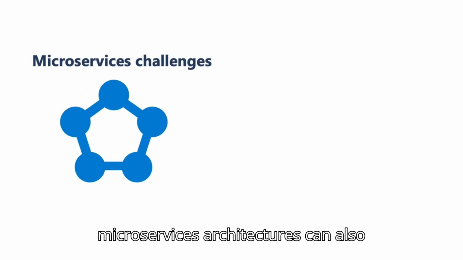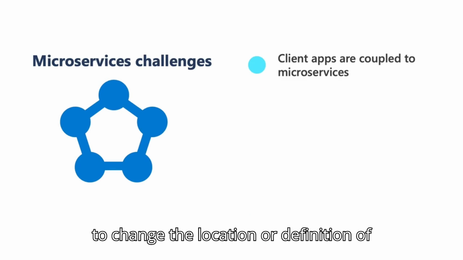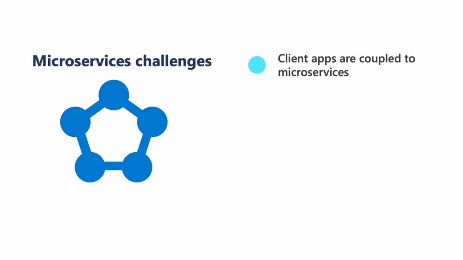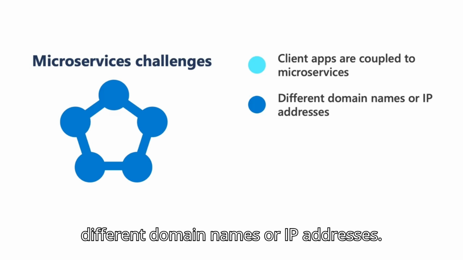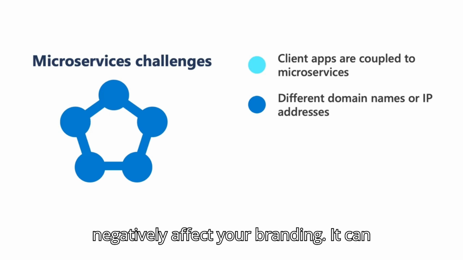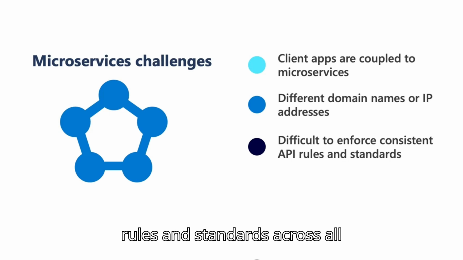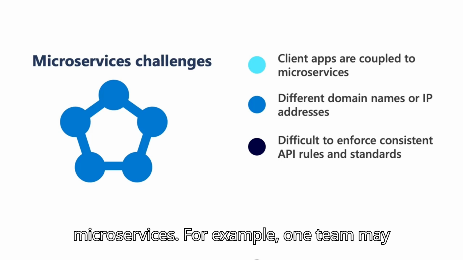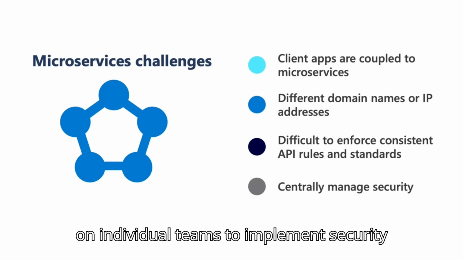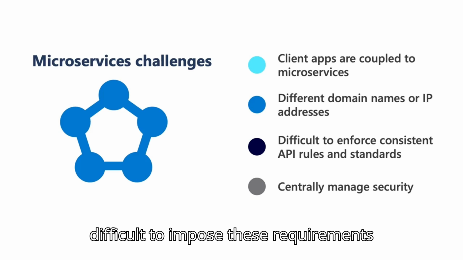However, microservices architectures can also present challenges, such as client apps are coupled to microservices. If you want to change the location or definition of the microservice, you may have to reconfigure or update the client app. Each microservice may be presented under different domain names or IP addresses. This presentation can give an impression of inconsistency to users and can negatively affect your branding. It can be difficult to enforce consistent API rules and standards across all microservices. For example, one team may prefer to respond with XML and another may prefer JSON. Finally, you're reliant on individual teams to implement security in their microservice correctly. It's difficult to impose these requirements centrally.